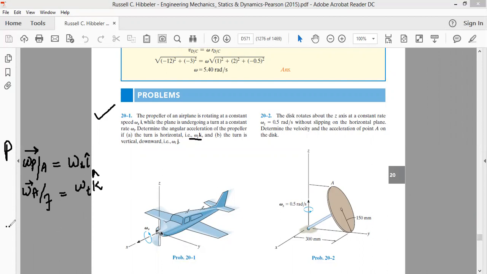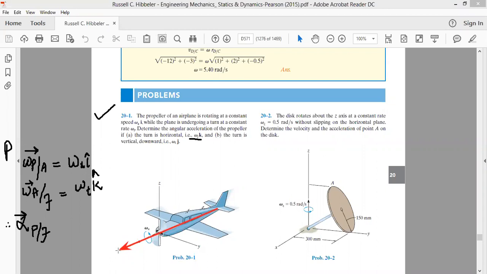So what we have to find, we have to calculate the angular acceleration of the propeller with respect to the ground. This term we have to calculate. So the question that is in front of us is that we have an aircraft. This aircraft is translating along the x-axis.